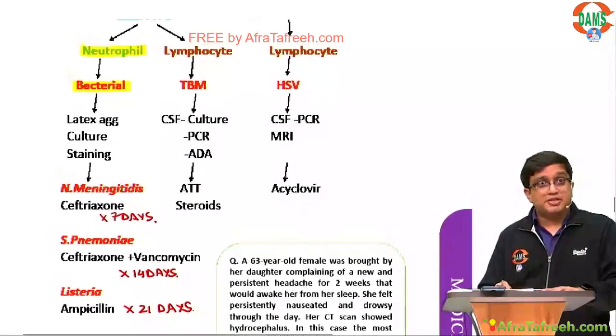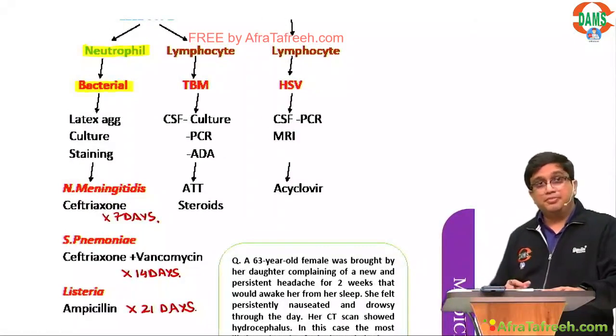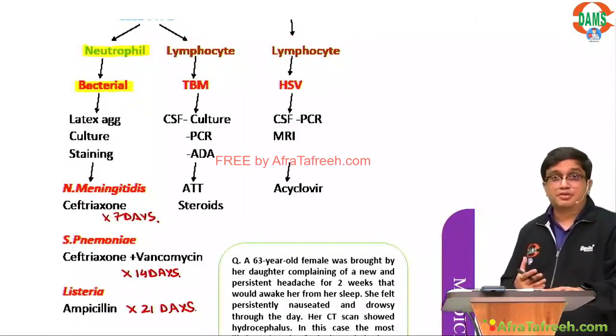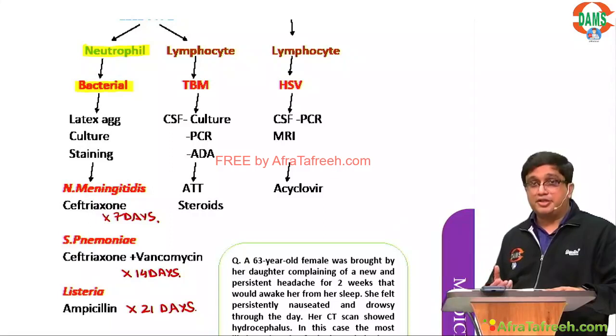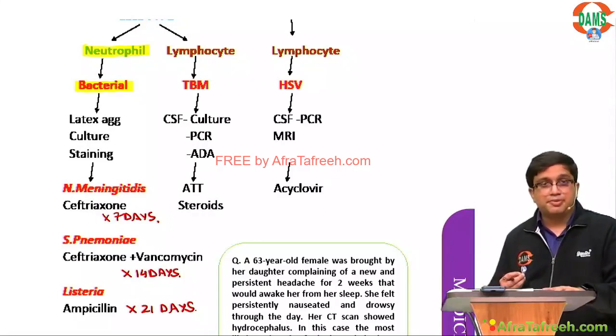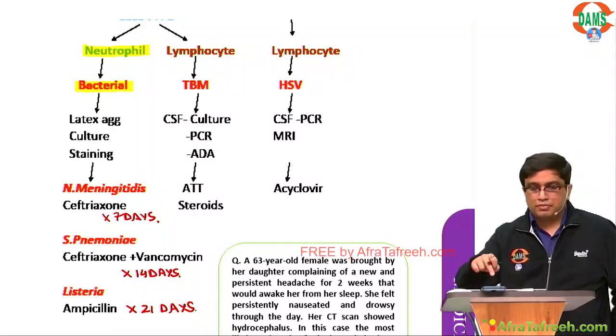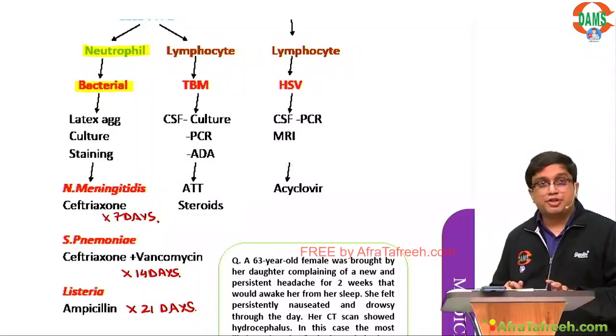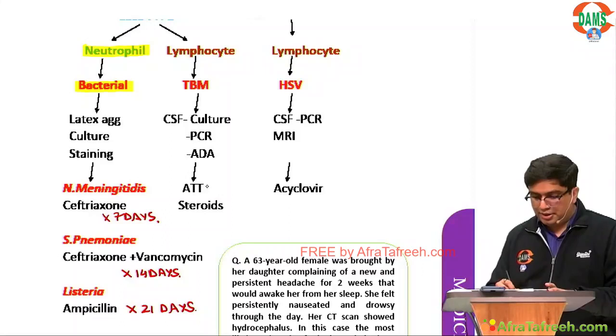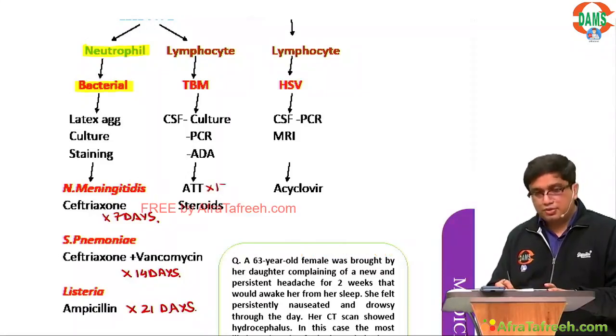Tubercular meningitis, lymphocyte predominant picture is seen, TBM. You have to subject the patient's CSF for culture, PCR and ADA additionally. And for CNS TB, please remember, you have to give the patient ATT. ATT is given to the patient for a duration of 12 to 18 months ideally. Steroids are given to the patient for 2 months time.